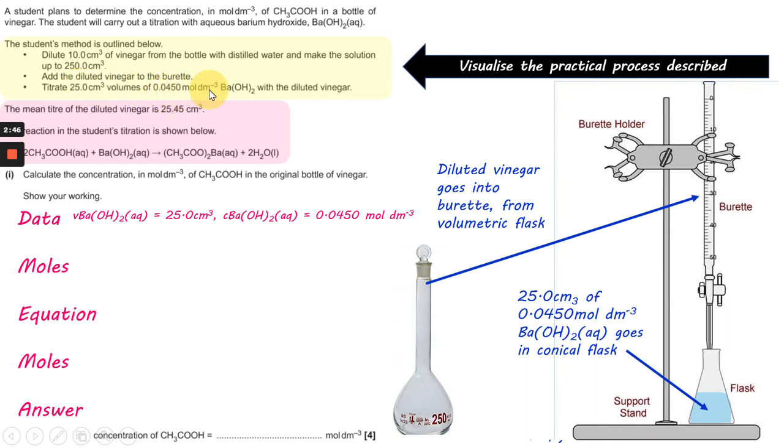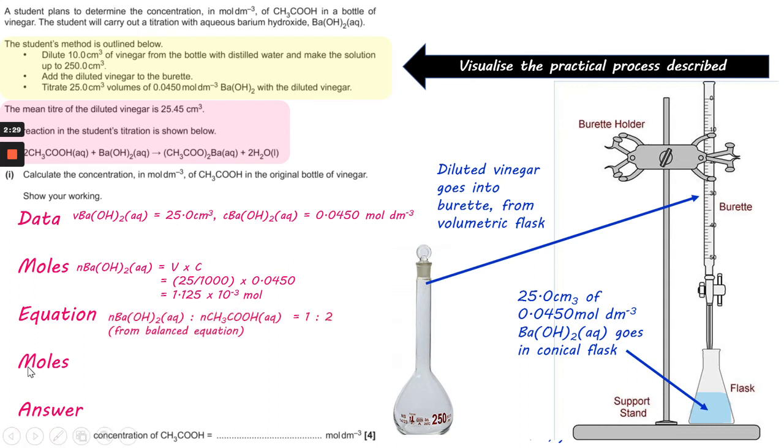First of all, put in the information we've got for barium hydroxide, which is 25 centimeters cubed and 0.0450 moles per decimeter cubed. You can then work out the number of moles of barium hydroxide from that by dividing the 25 by 1,000 to convert it to decimeters cubed, and then multiplying that by the concentration, which gives you 1.125 times 10 to the minus 3.